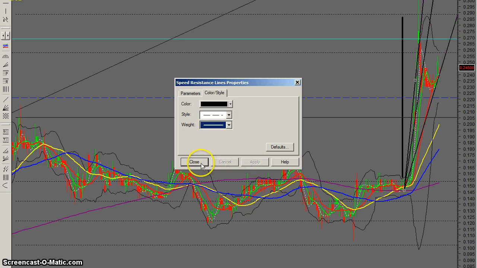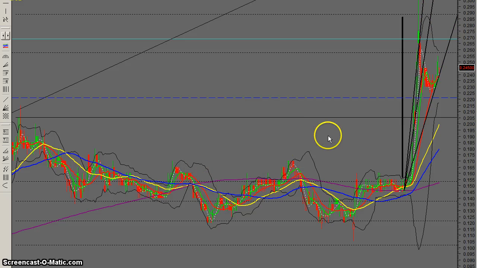What this is, a set of speed and resistance lines, and what they have done is, once it's basically got outside the speed and resistance lines, that's just far too parabolic. So these things are a good gauge that it's going to come back, and it's going to give you a rough idea of where they're going to come back to.